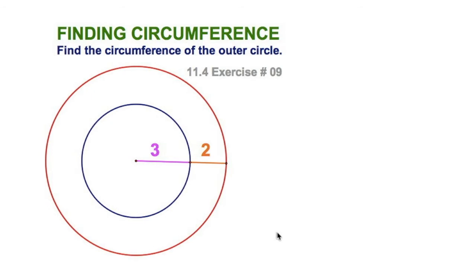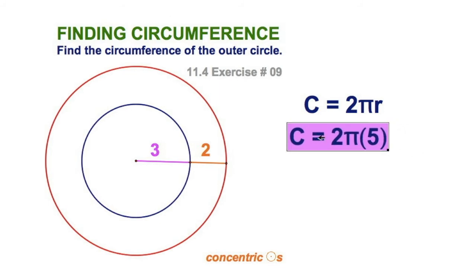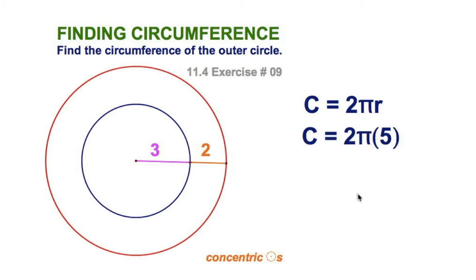Okay, it looks to me like we've got concentric circles with the same center, and if we want the outer one, the red one, circumference is 2 pi r, and that's, of course, 2 pi times 5, or simply 10 pi in its exact form. One more and we're done.